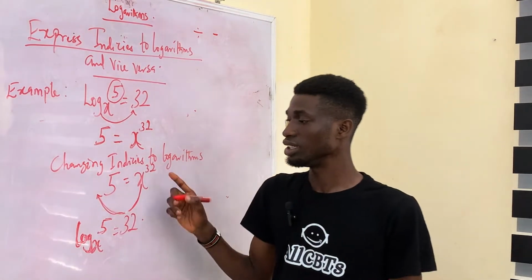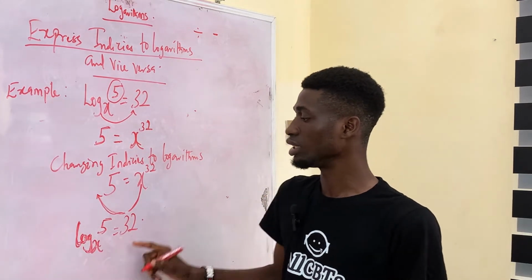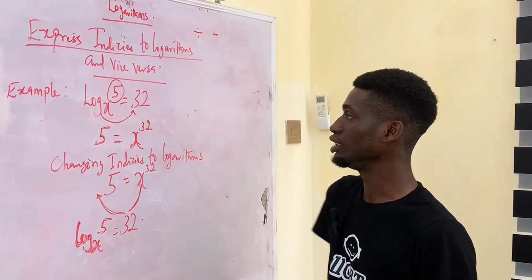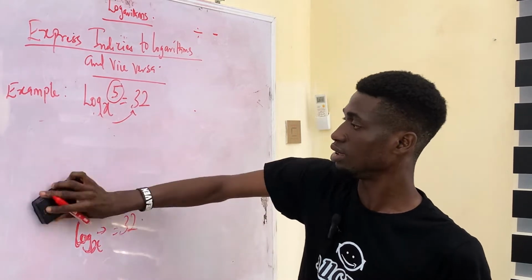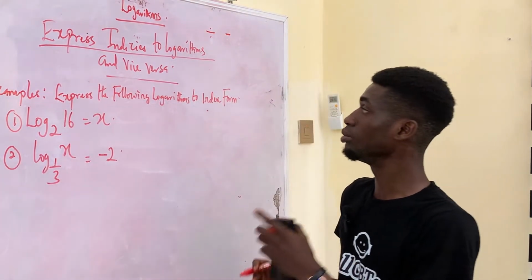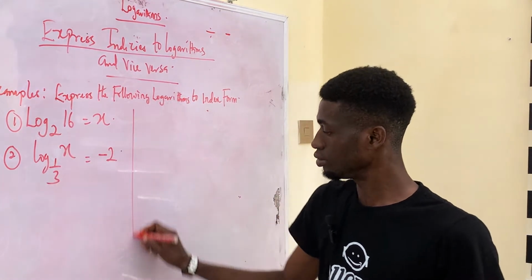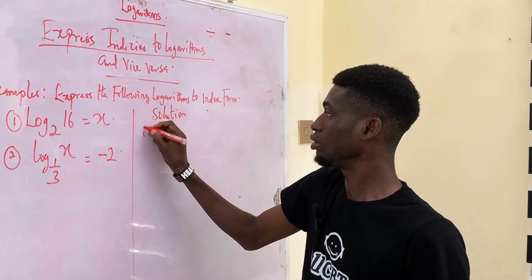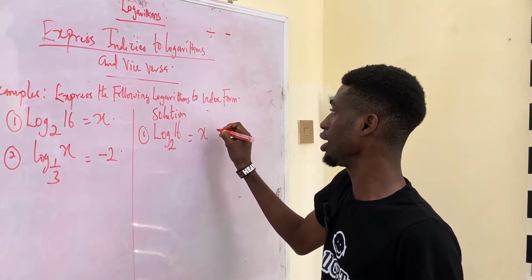So I've changed this indices question, I've changed it back to logarithm. Here I changed it from logarithm to what? Indices. So let's pick some examples to buttress the points earlier stated. Now these are examples to buttress changing from logarithm to index form. So this is the first example. Let's check it. I have log x to this power 16 equals to x.